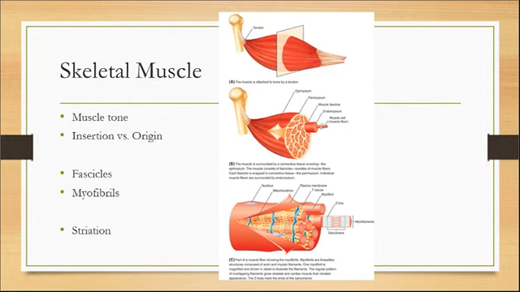Insertion versus origin. Insertion is the attachment of the muscle to a more movable bone. The origin is the attachment of the muscle to a less movable bone. Fascicles, these are muscle fiber bundles. That's important to remember. Myofibrils, these are thread-like structures that almost fill muscle fibers. Striations, we can see muscle striations when we look at the skeletal muscles. They're produced by overlapping myosin and actin filaments that make that pattern of bands on our muscles.